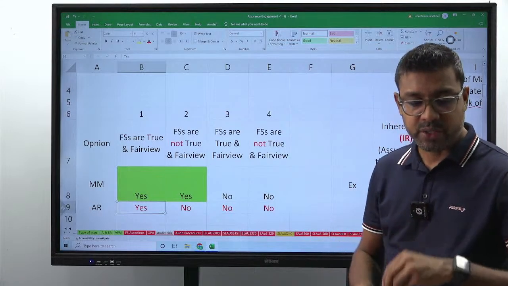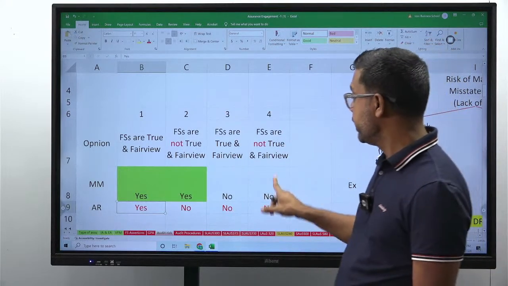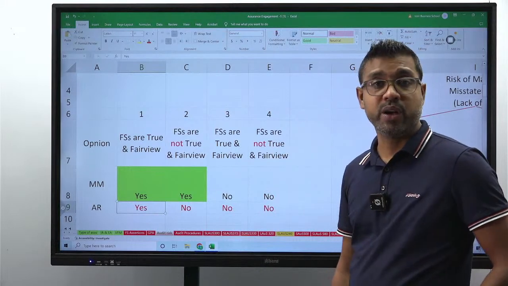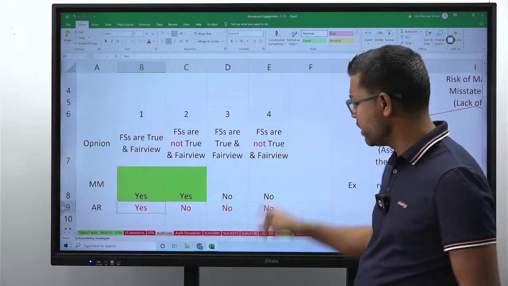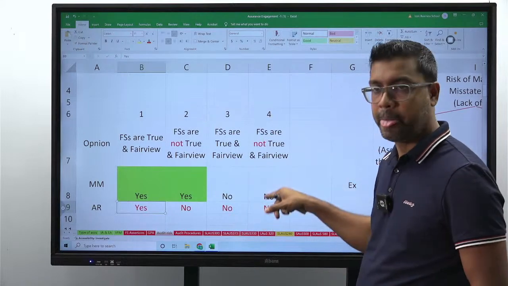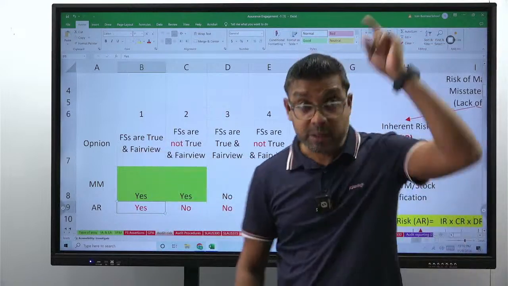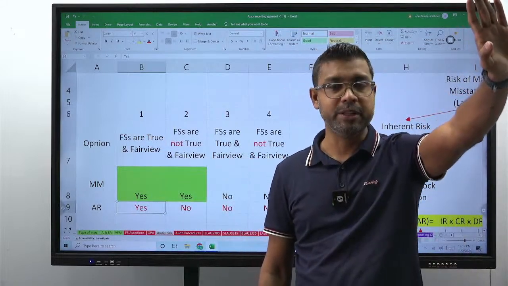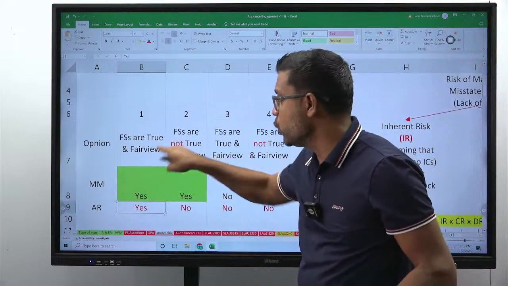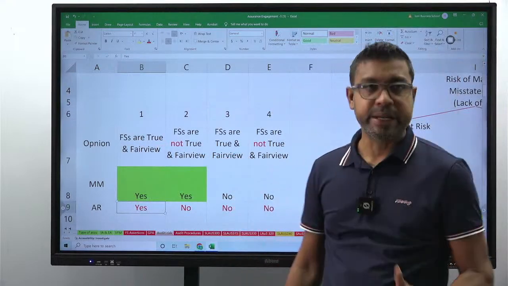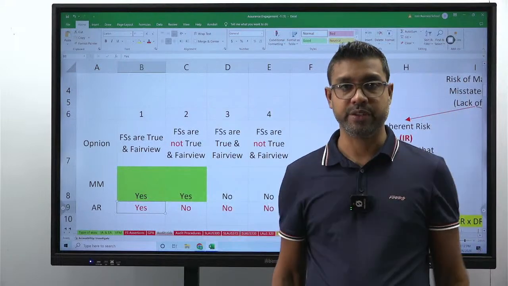Most of the students are answering here also as audit risk, because the auditor is saying financial statements are not true and fair view when there are no material misstatements. But it's wrong. There is no possibility here. Remember, to have audit risk, this is a short form to keep in mind: the auditor must deliver a true and fair view opinion, and at the same time there should be material misstatement. Then only you can see audit risk.